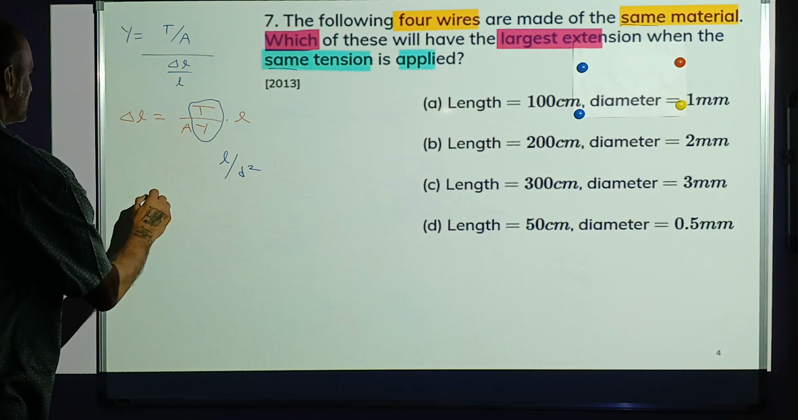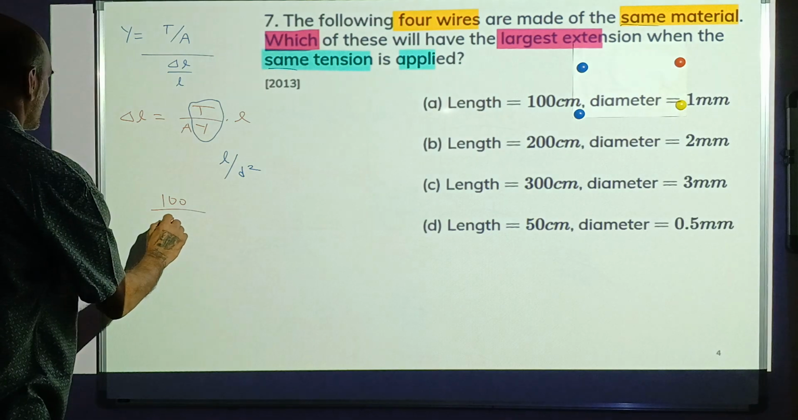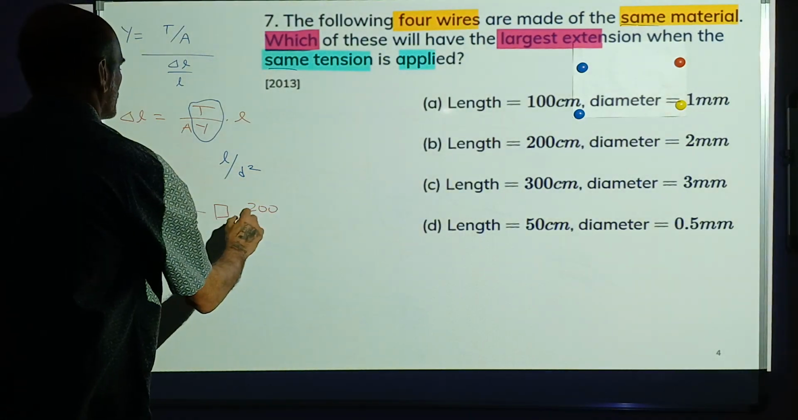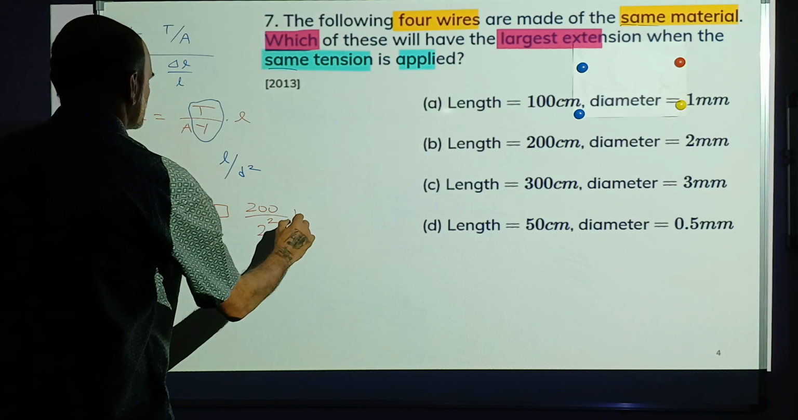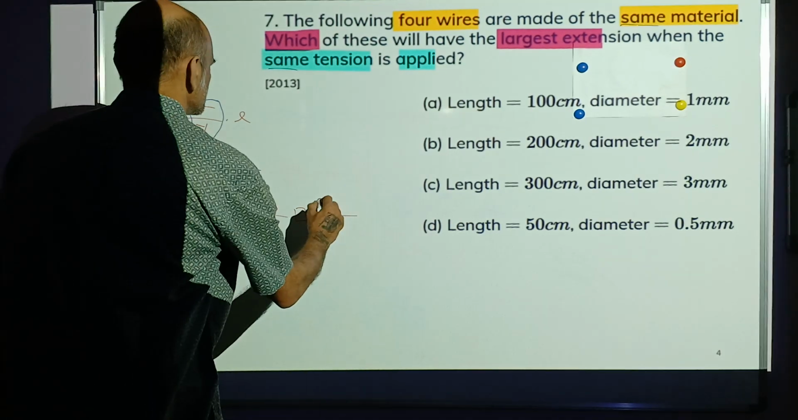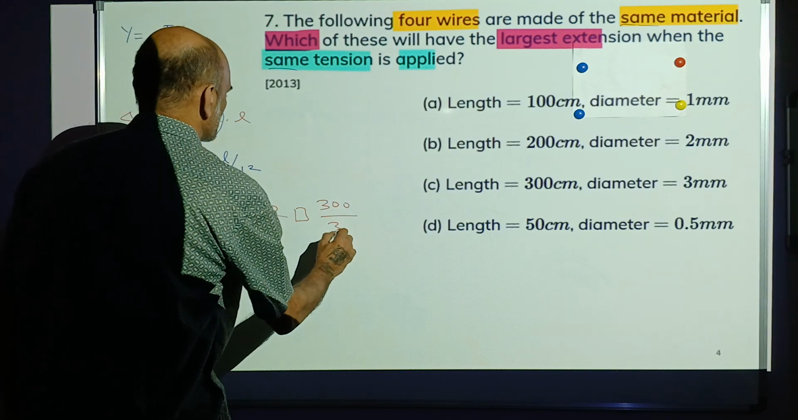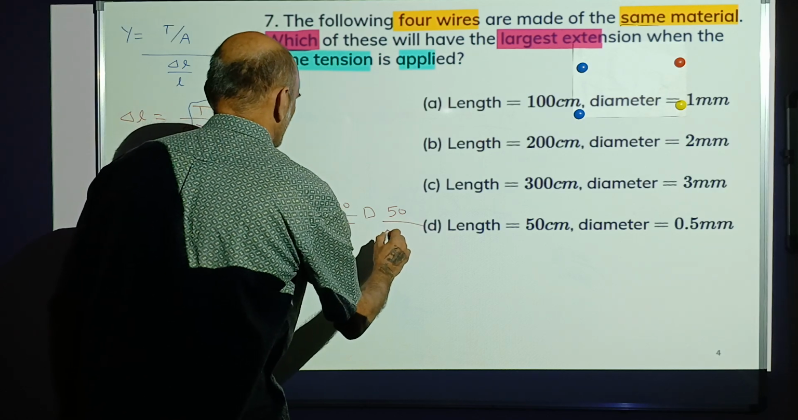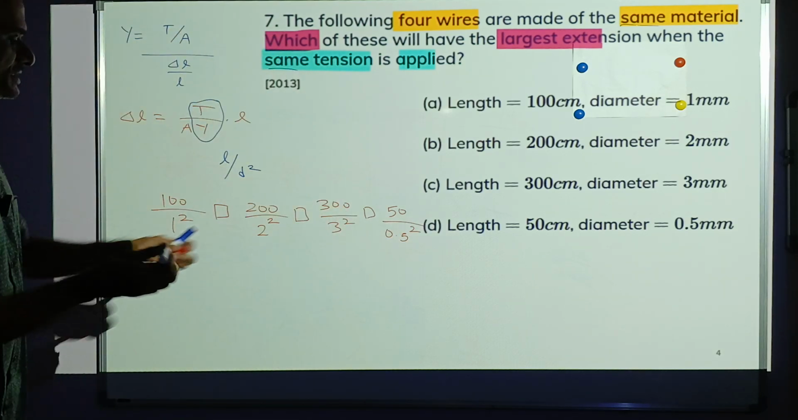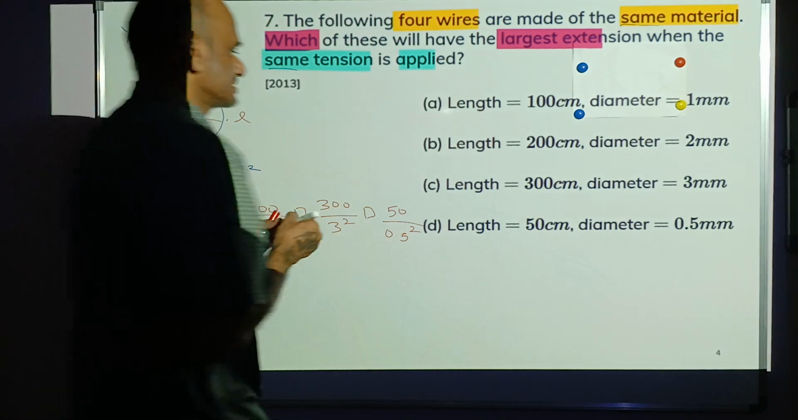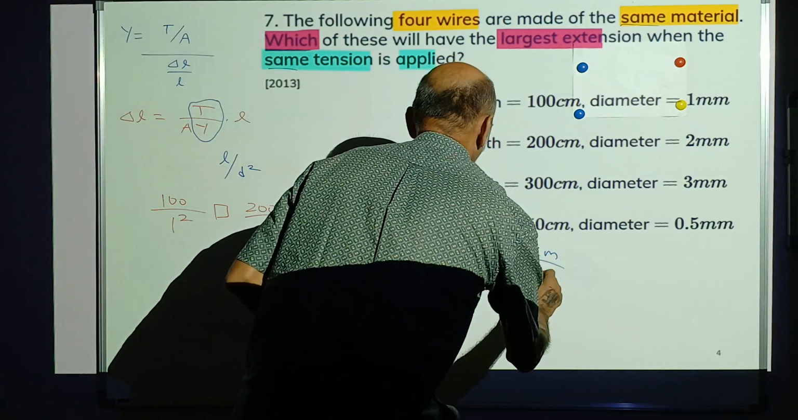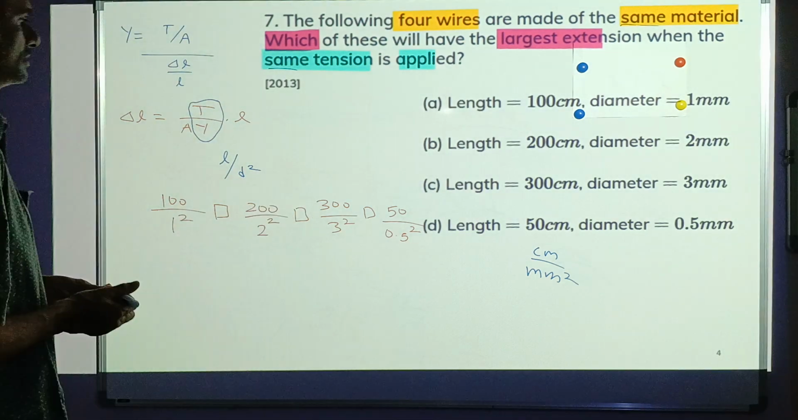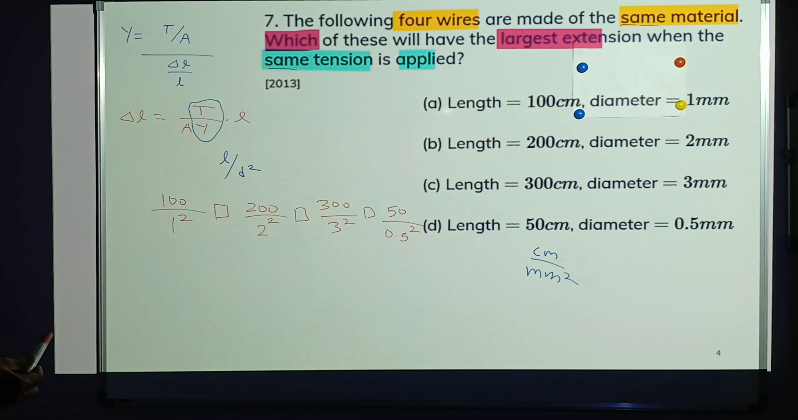First case, the length is 100, diameter is 1 mm, so 1 mm square. This has to be compared with 200 and diameter 2 squared. Third case, length is 300, the diameter is 3 mm. And then the fourth case is 50 length, diameter is 0.5. The units of all these quantities are centimeter by mm square. There is no need to convert the units because the conversion factor will get cancelled. So no need to waste time in converting the units.